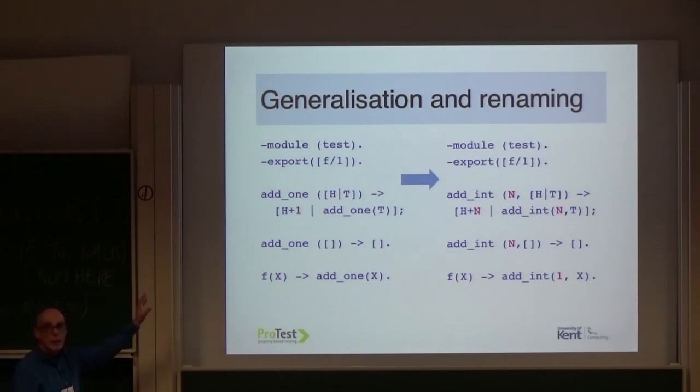That's the sort of thing that we implement. You select the expression and choose to do a generalization, and we will do that. As you can see, we will change our calls to the function. We put in the original parameter there as the actual parameter. So refactorings can be diffuse. They can cover your whole code base. So you need a tool.